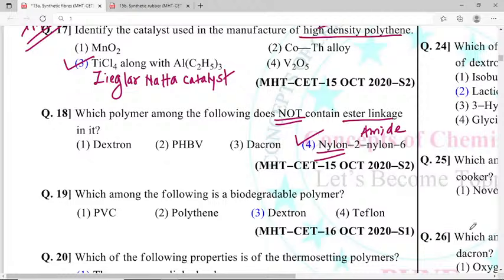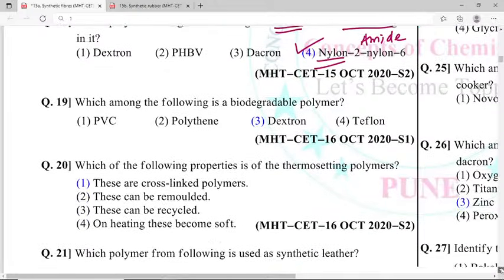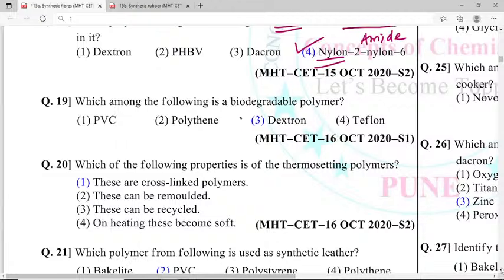Which among the following is a biodegradable polymer? The answer is dextran. Dextran is very important, so please note it. Dextran is a biodegradable polymer. PVC, polythene and Teflon are not biodegradable polymers, but dextran is a biodegradable polymer because it contains polar linkages.